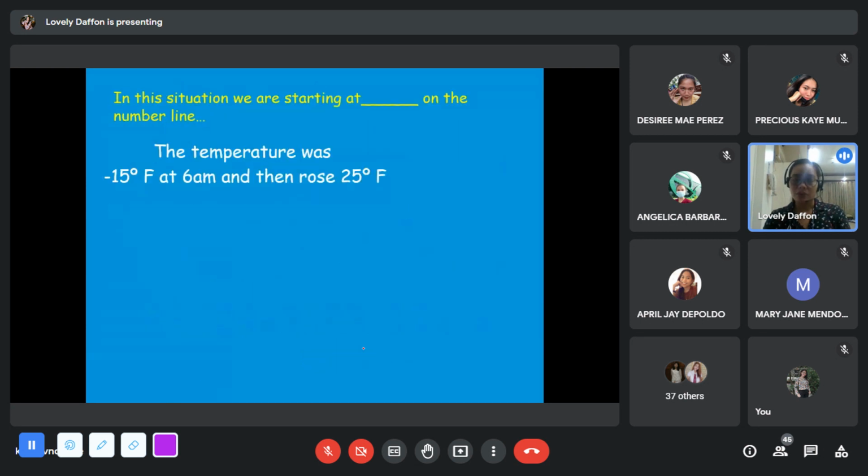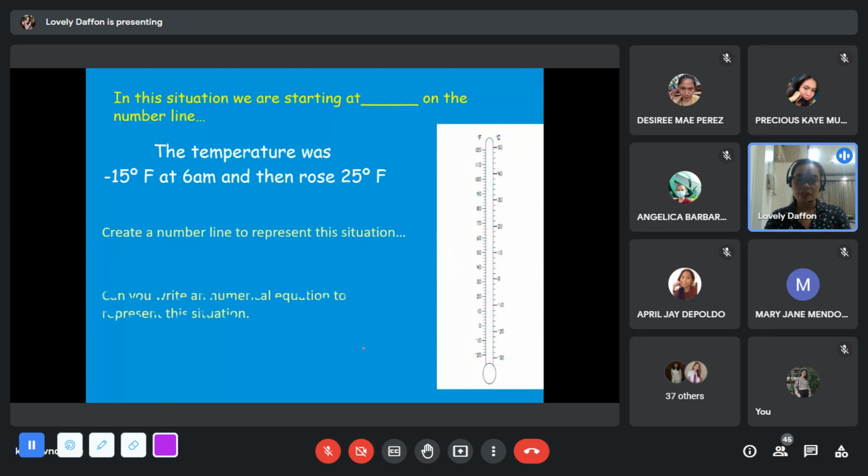Okay, sige, let's move on. We have here also the temperature was negative 15 at 6 a.m. and then rose to 25 degrees Fahrenheit. So you already have the word here, rose. So rose, edi positive. Pag positive gani, that is always and always going to the right. So rose 25 degrees.